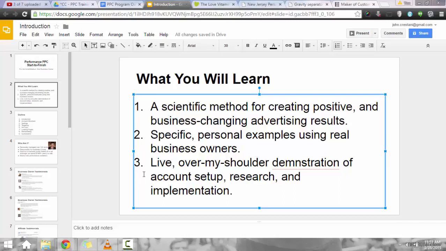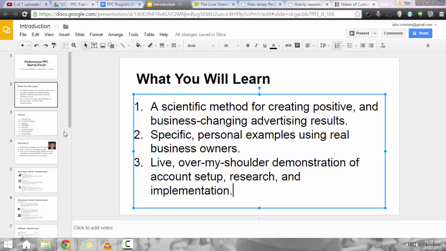And the third thing is live over my shoulder demonstration. I messed up the note there, but live over my shoulder demonstration of account setup, research, and implementation. So you will be watching, there will be many parts where you'll be watching literally as I'm doing research for a business or a URL we find and we want to use as an example. This is so you aren't left guessing by looking at PowerPoint slides, which I think are a good baseline for learning, but they don't really take it all the way. What you want to do is see exactly what I'm doing to create accounts for people.